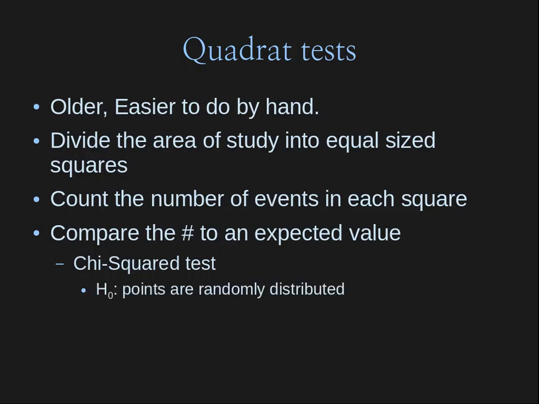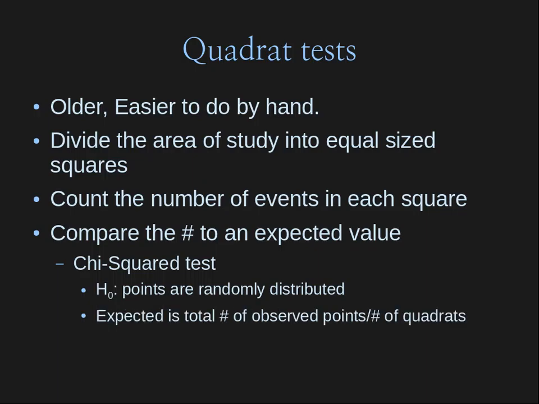Now, one thing to keep in mind is our null hypothesis when we do this is that the points are randomly distributed. That is the hypothesis we're starting with, and if we reject that, then our alternative hypothesis is the points are not randomly distributed. The expected value for each quadrat is essentially the average: the total number of points in the entire area divided by the number of quadrats. So for instance, if we had 100 points and 25 quadrats, then it'd be an average of 4, or our expected would be 4 points for each quadrat.